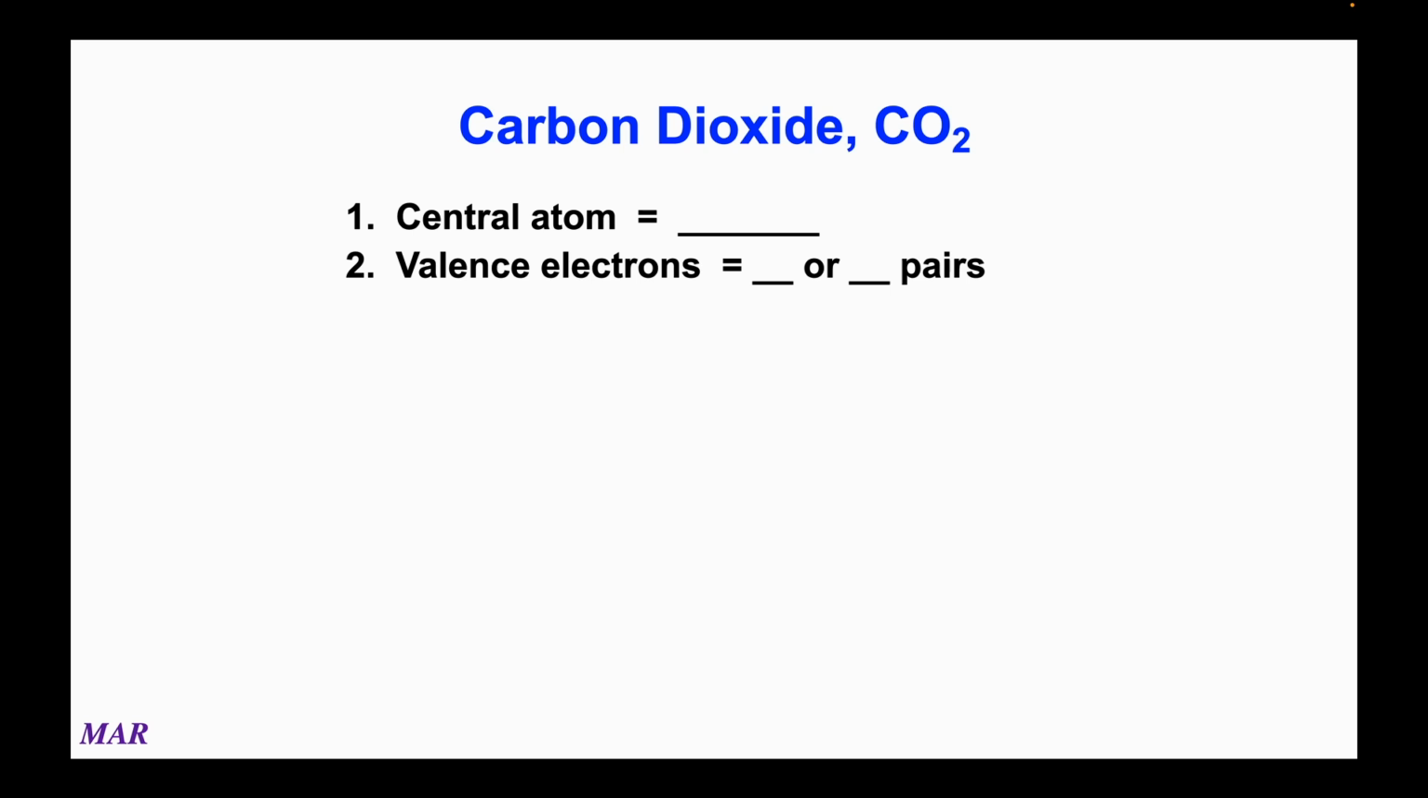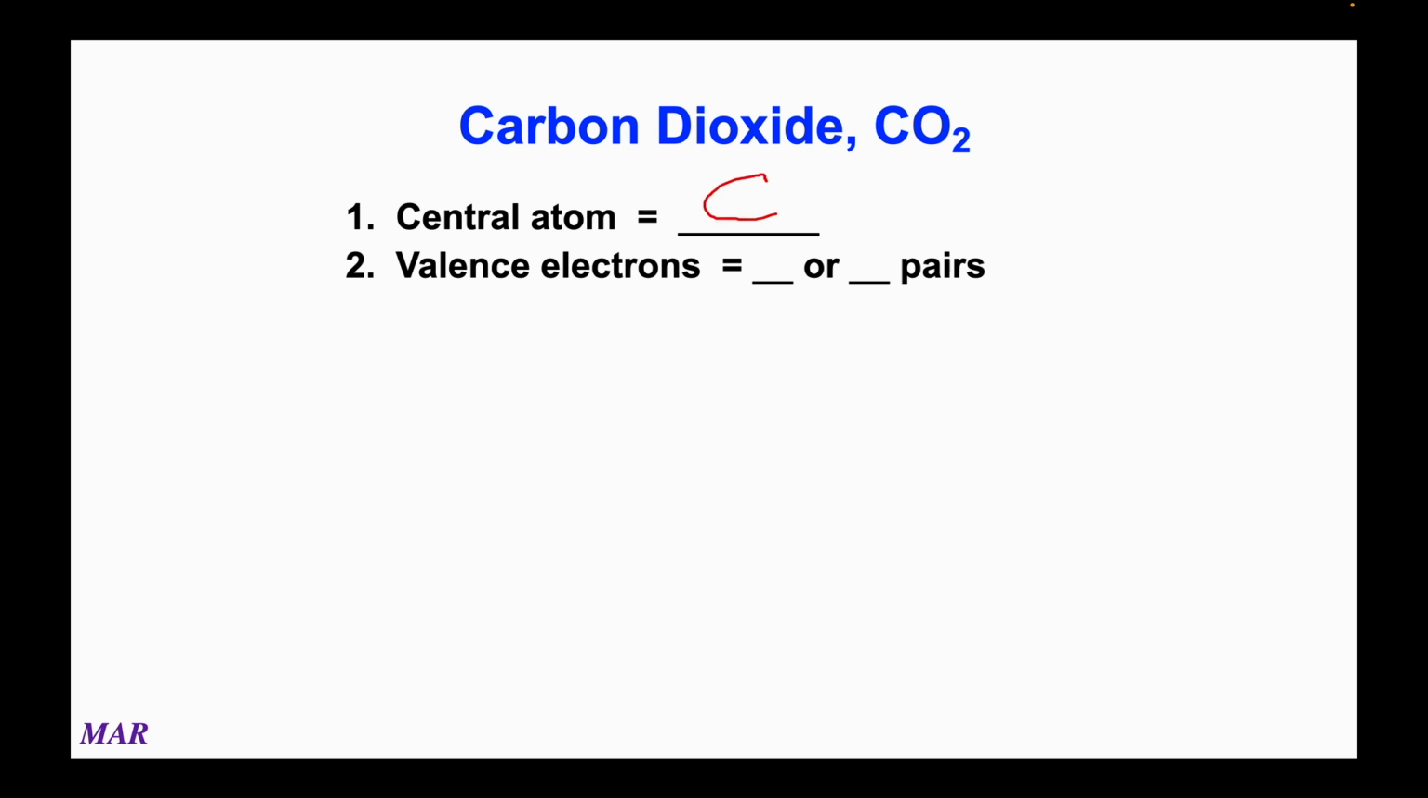Let's look at carbon dioxide. For carbon dioxide, the central atom is almost always the first atom listed, and it certainly is never the atom which is more electronegative. Oxygen is definitely more electronegative than carbon, so we would say for this one, the central atom is carbon.